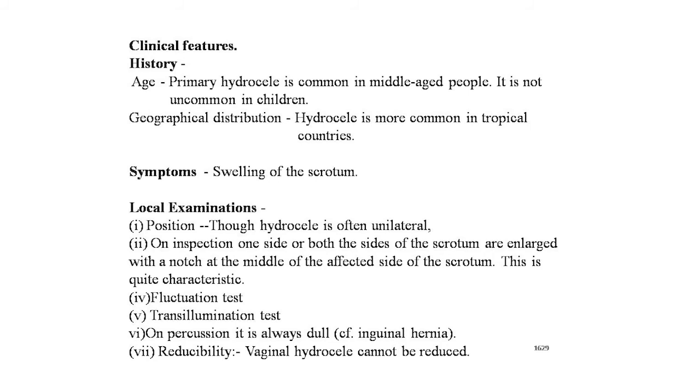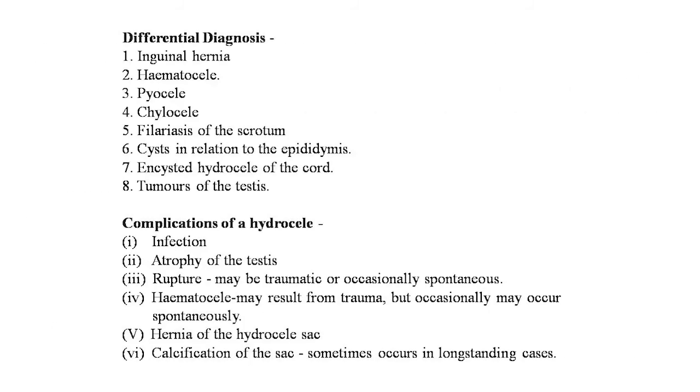Next is the palpation of the testes. Though occasionally the testes may be palpable posterior to the vaginal hydrocele, as a rule the testes cannot be felt separately, as the fluid of the hydrocele surrounds the body of the testes. Now the differential diagnosis of vaginal hydrocele should be made with inguinal hernia, hematocele, pyocele, chylocele, filariasis of the scrotum, cyst in relation to the epididymis, encysted hydrocele of the cord, and tumors of the testes.